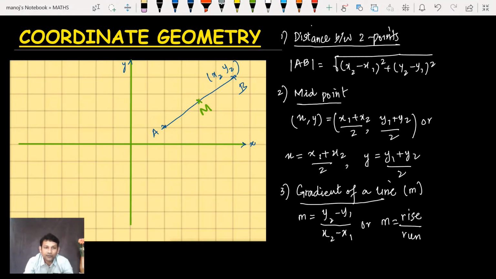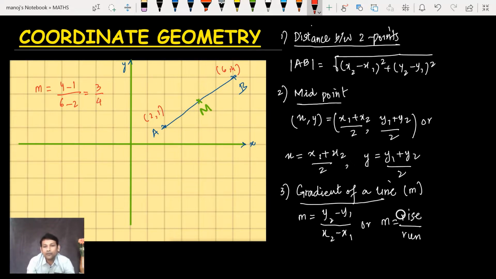What are the coordinates here? The coordinates are 2 and 1. And here the coordinates are 1, 2, 3, 4, 5, 6, so 6 and 4. If you want to find the gradient, you can use this formula: y2 minus y1, 4 minus 1, divided by 6 minus 2, is 3 upon 4, and that's your gradient.